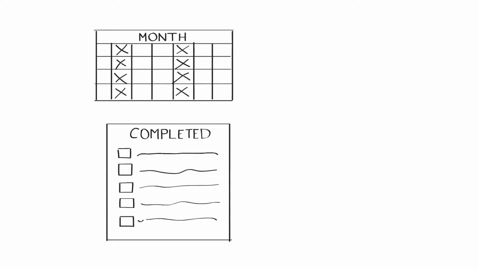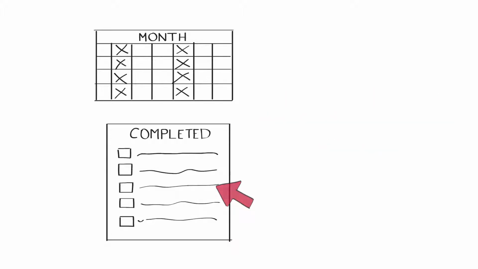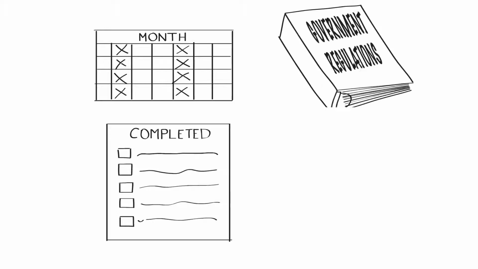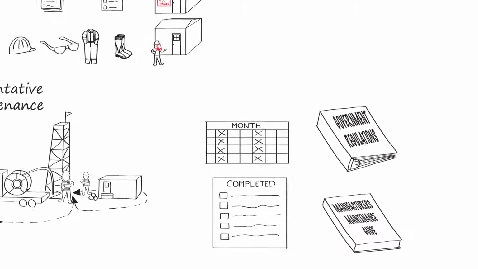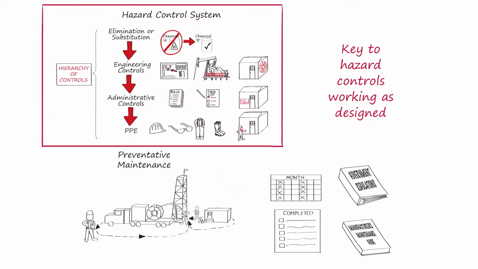A proper preventative maintenance system will include formal maintenance scheduling, assigned responsibilities with accountability, as well as records and reports that track maintenance activities. The frequency and type of maintenance required will be based on two standards: government regulations and manufacturer specifications wherever these apply. Preventative maintenance is not itself a hazard control, but it is key to an employer's hazard controls working as designed.